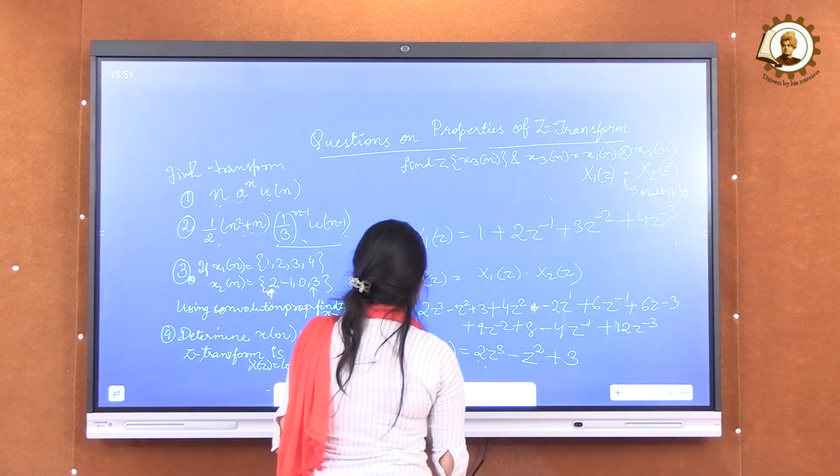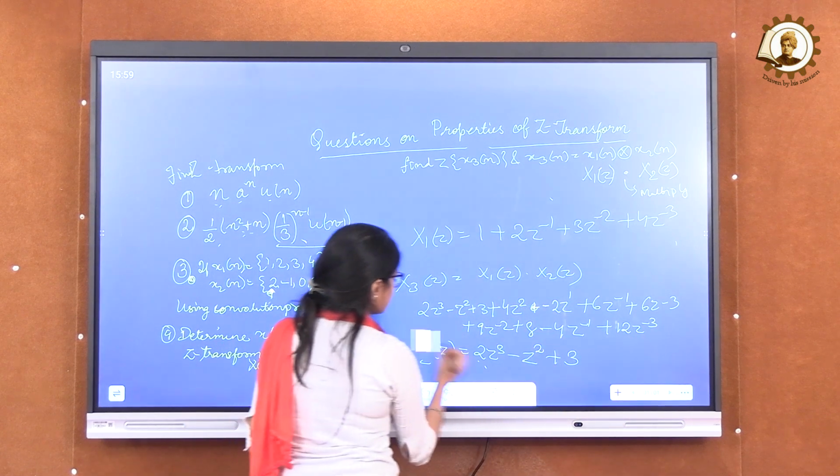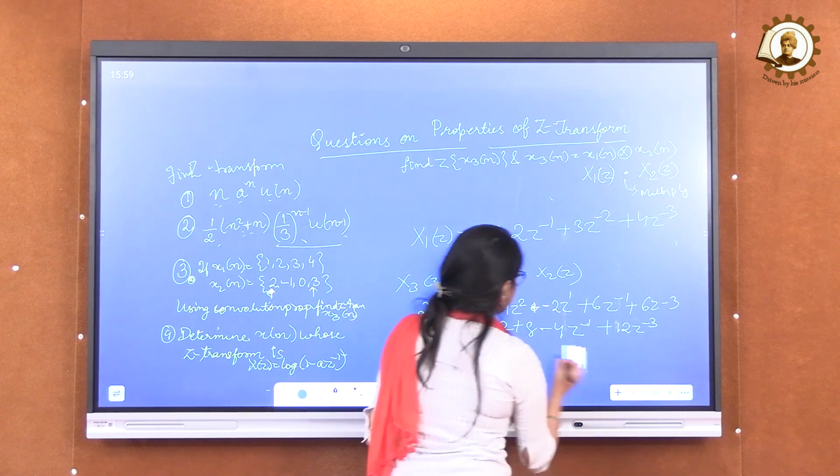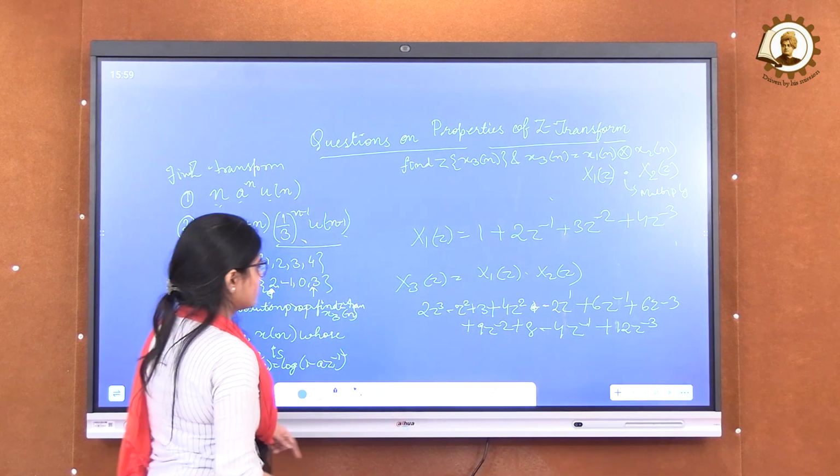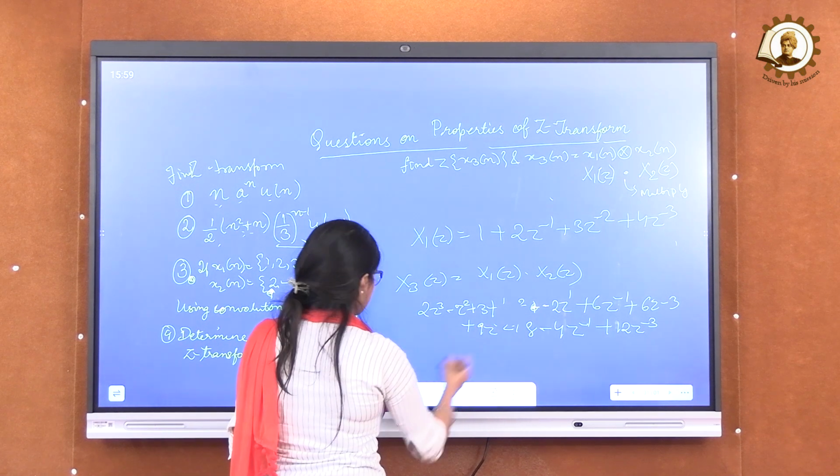Now after this you need to just add the same terms, right? So you can do that portion, right? This one, 4z square minus 1.